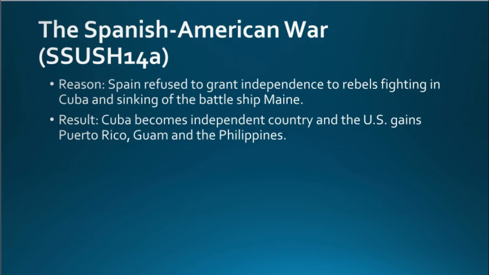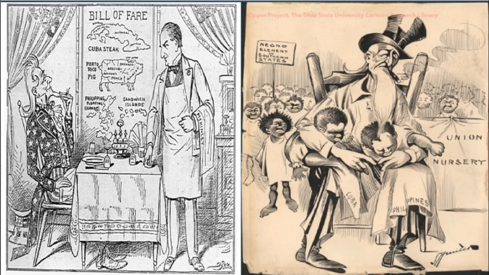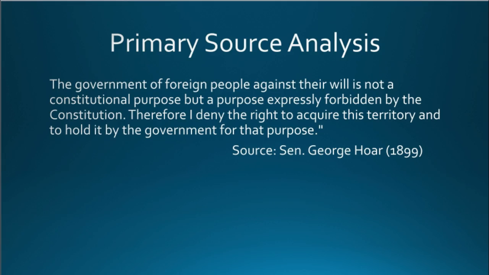So what are the results of the Spanish-American War? Well, the U.S. is going to gain Puerto Rico, Guam, and the Philippines. And they're going to let Cuba remain an independent country. So as we see here on the left, America is looking at these different territories, wanting to consume these different places. And on the right, you have America feeling like it is the caretaker to these places. And in some way, America has to take care of these places because they can't take care of themselves.